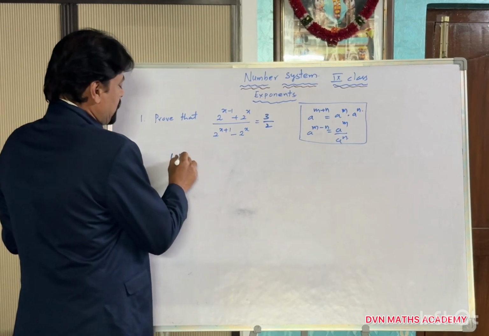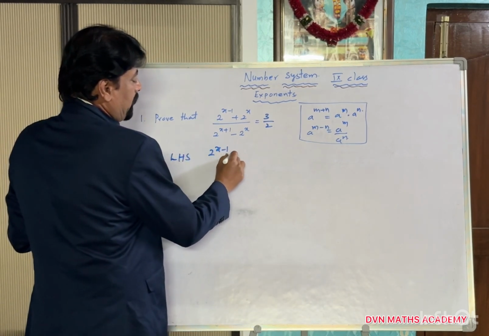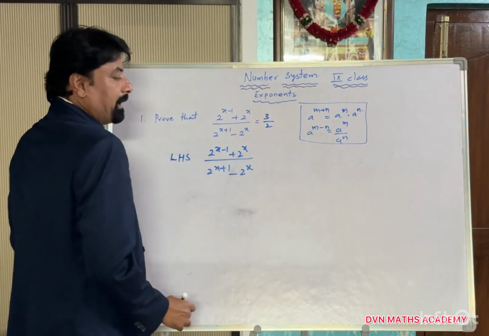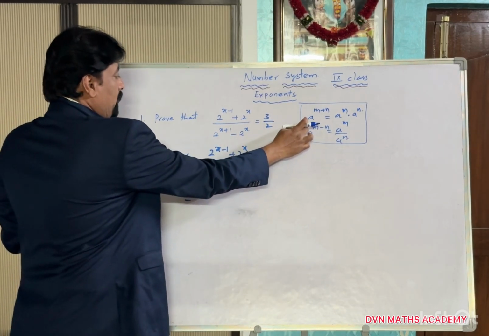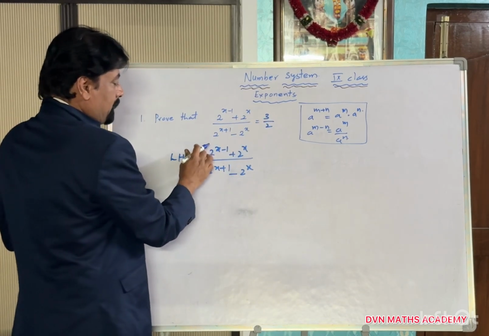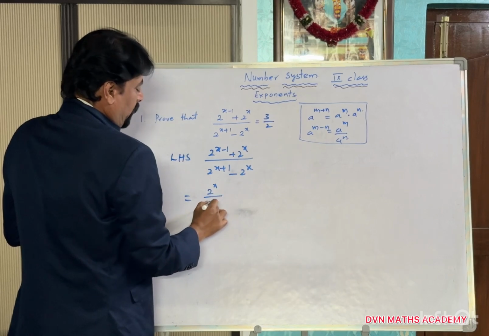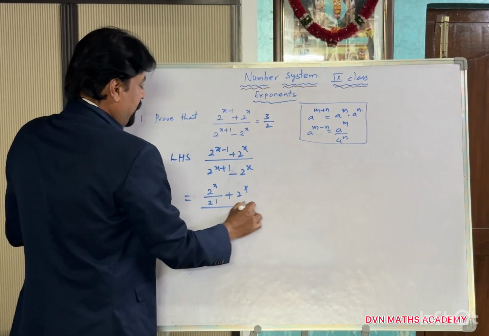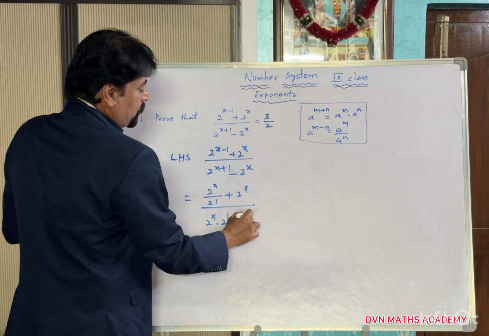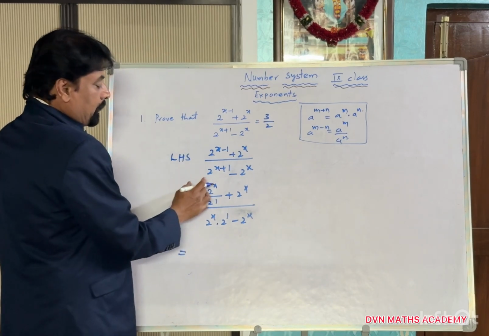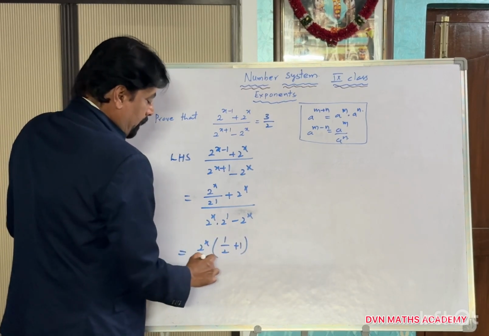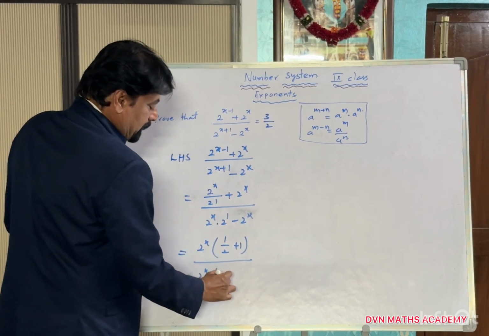So first you take LHS, that is 2 to the power of x minus 1 plus 2 to the power of x by 2 to the power of x plus 1 minus 2 to the power of x. This is my LHS. According to the second identity, a to the power of m minus n is equal to a to the power of m by a to the power of n. If you apply that identity, this will be 2 to the power of x by 2 to the power of 1 plus 2 to the power of x by, according to the first identity, 2 to the power of x into 2 to the power of 1 minus 2 to the power of x. Afterwards, you take 2 to the power of x common in the numerator, then it will be 1 by 2 plus 1 by, again 2 to the power of x common, 2 minus 1.